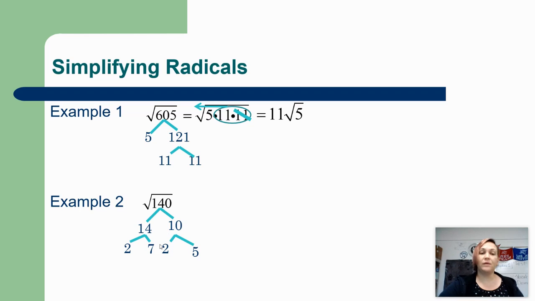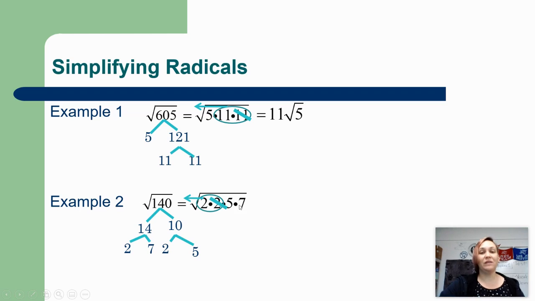Now, when I'm taking my prime numbers and rewriting them in the square root symbol, I like to put them in numerical order, smallest to biggest, mostly because that'll automatically put my pairs right next to each other. So when I'm rewriting this, I'm going to go 2, 2, 5, 7. So now it's pretty obvious I have a pair of 2s. I do not have a pair of 5s. I do not have a pair of 7s. From my pair of 2s, one of them escapes out of the radical, and the other one is poof, gone.